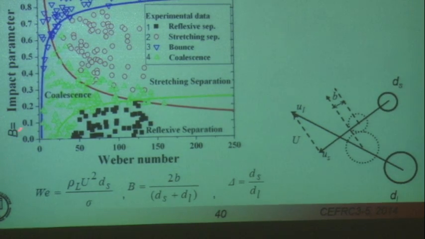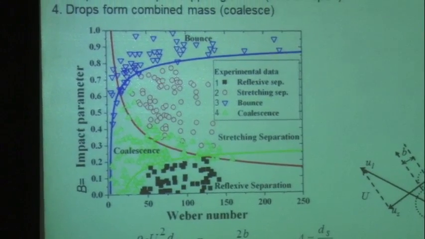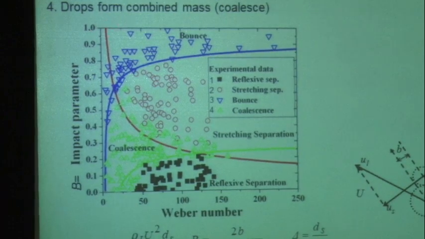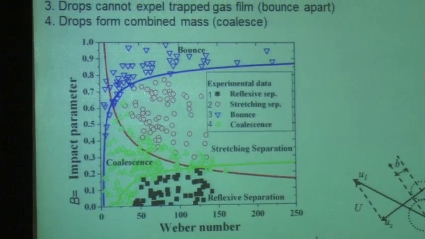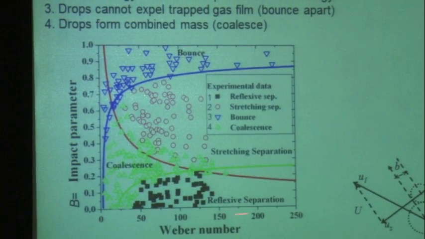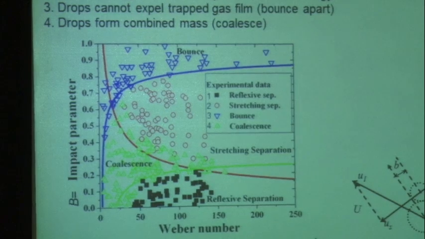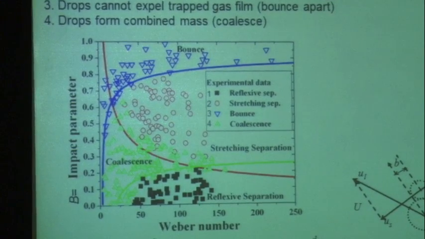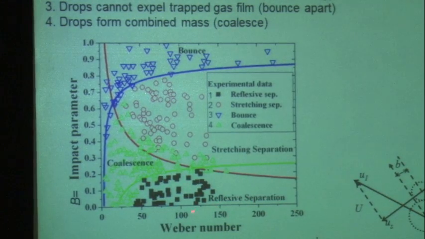Okay, so here's the impact parameter. If the impact parameter is 0, the two droplets collide head-on. If the impact parameter is 1, they just slide past each other. And experiments show that depending on the Weber number, one sees different outcomes. So for example, for the head-on droplets, if the Weber number is sufficiently high, the droplets basically bounce off each other as though you had taken a tennis ball and bounced it off a surface, right? So that's called reflexive separation.